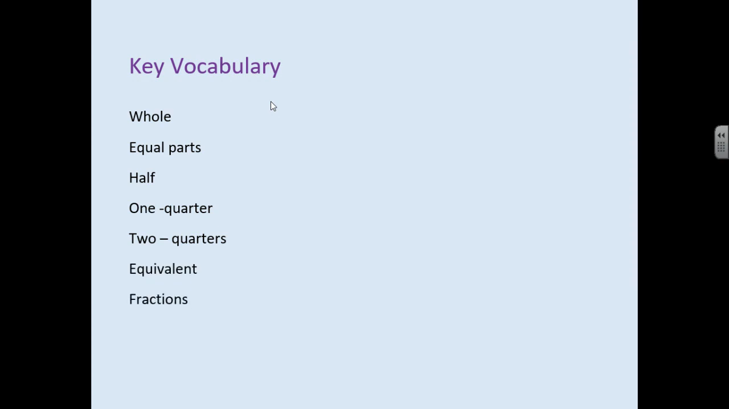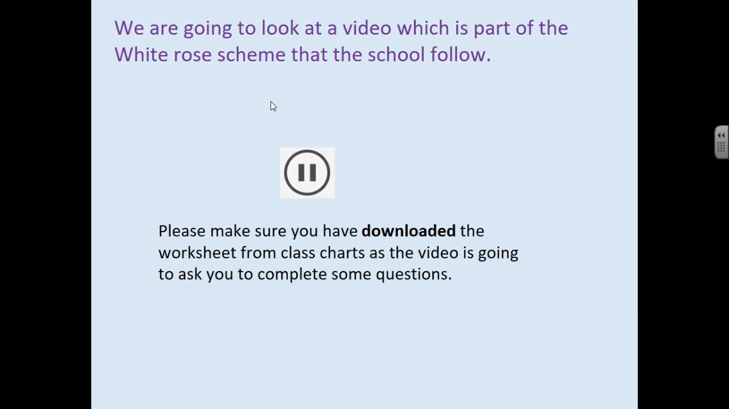Right, let's go through the key vocabulary first. Please repeat it after me. Whole, equal parts, half, 1/4, 2/4, equivalent, fractions. Right, we are going to look at the video which is part of the White Rose scheme that the school follow.